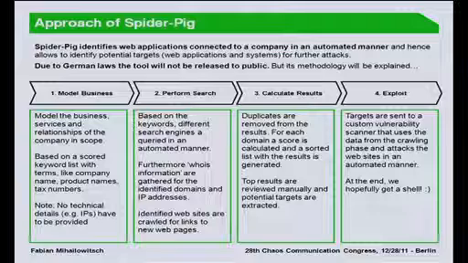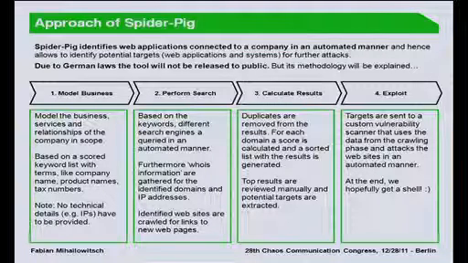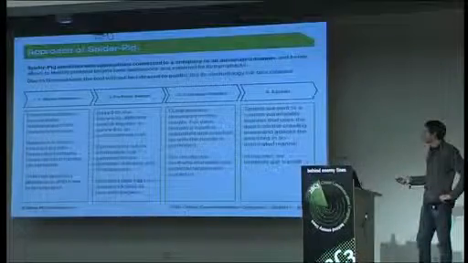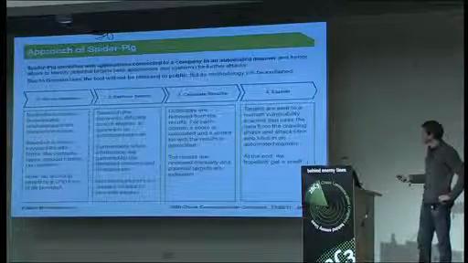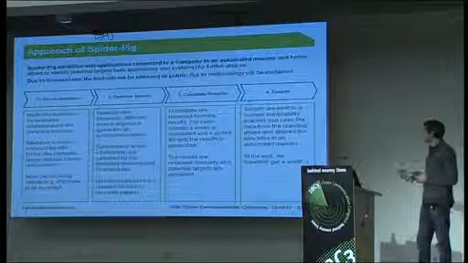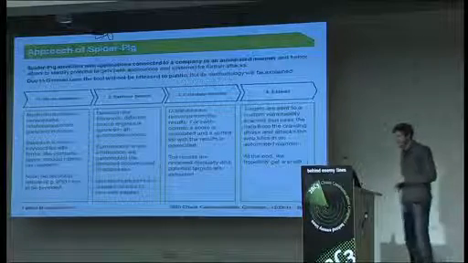So SpiderPick tries to identify web applications in an automated manner, and tries to do that on a business level, not just on a keyword level. We structured it in 4 steps. In the first step, you model the business, then you perform certain search queries, you calculate and rank results, and at the end, you exploit them.